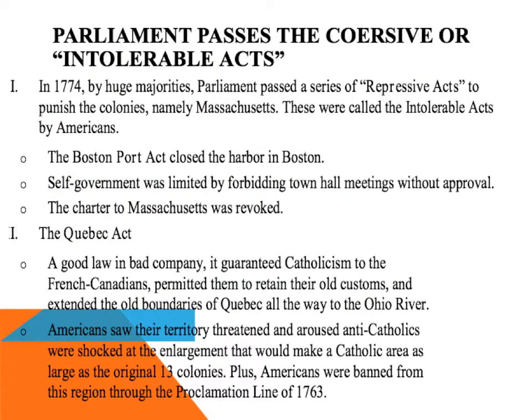So as a response to that, the British Parliament passes what some people call the Repressive Acts, other people call them Coercive Acts, but the colonists will call them the Intolerable Acts. This is going to be happening in 1774, and it's set up basically as a multi-part series of legislation there. What they're going to do is close down the port of Boston until they can pay for all the tea that was lost there.